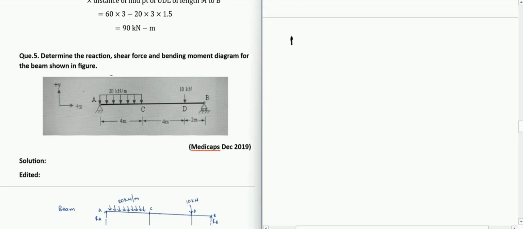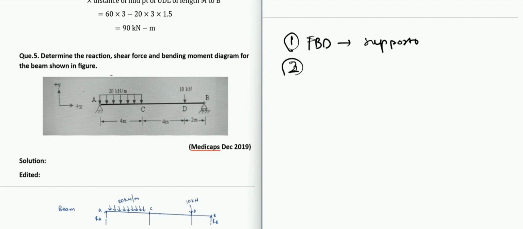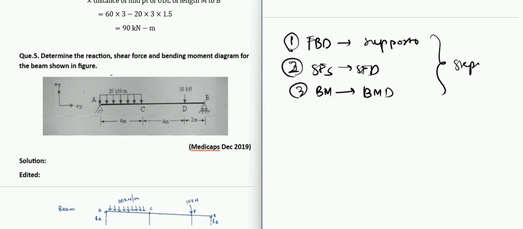As you know, in every SFD BMD problem, we need to first make the FBD to get the support reactions. Then we need to find the shear forces at every point to make the SFD, and then find the bending moments at every point to make the bending moment diagram. So these are the steps involved. Let us follow the steps to solve the problem. Firstly, we need to make the FBD.